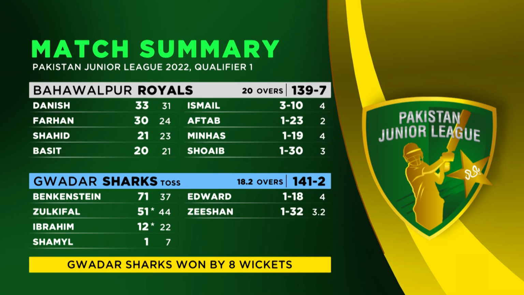Having a look at the match summary, Bahawalpur Royals were asked to bat first. They managed 139 for 7, with top scorer Danish 33 and Farhan 30. Their partnership of 54 helped them to get to a certain score that provided a bit of a fight. But Gwadar Sharks, Benkenstein's 71 of 37 was too good to handle, and Gwadar Sharks won this match by 8 wickets and qualified for the Pakistan Junior League final in Qualifier 1.